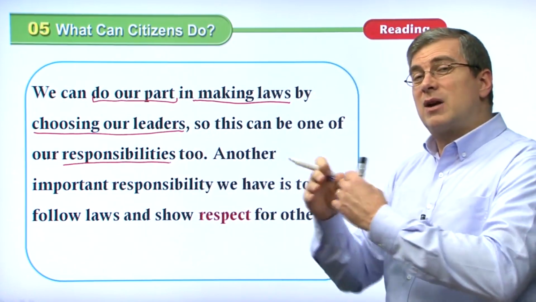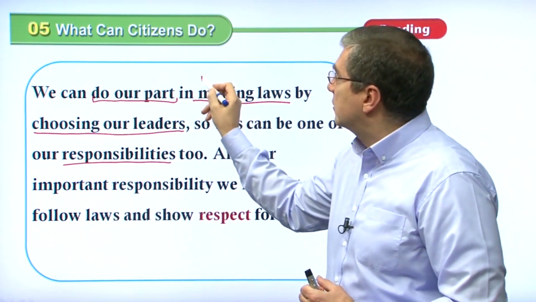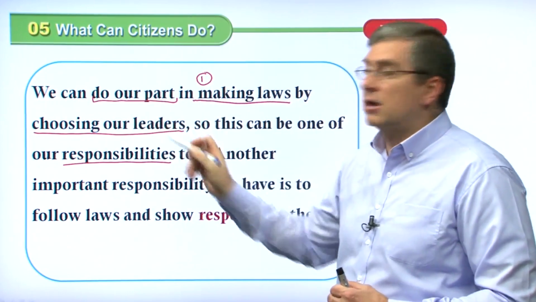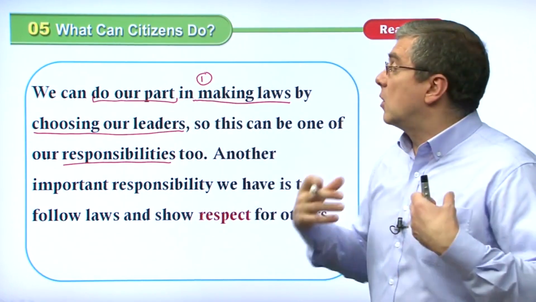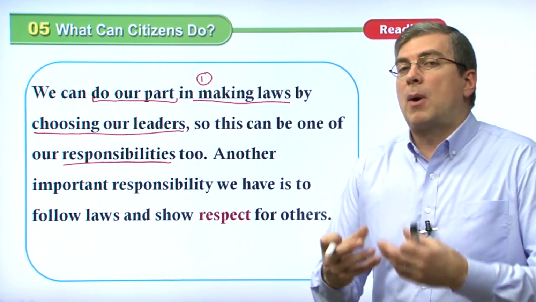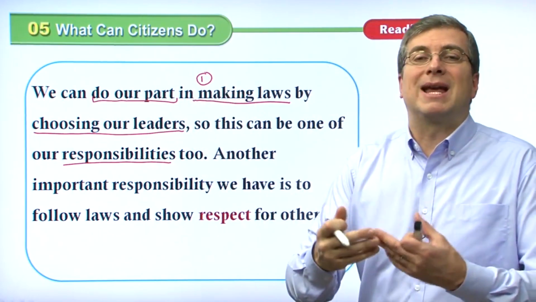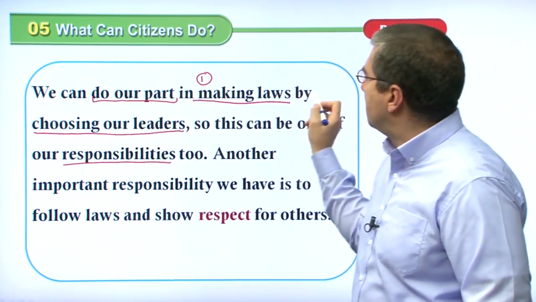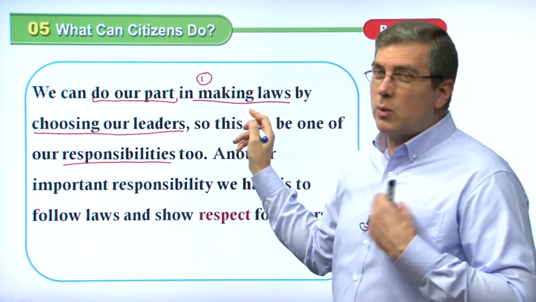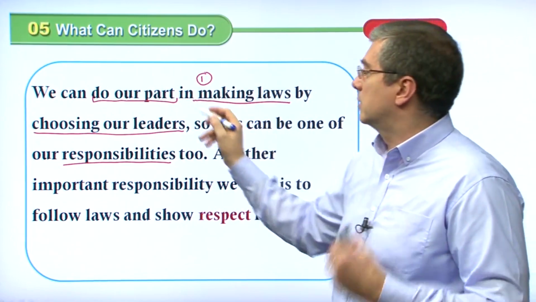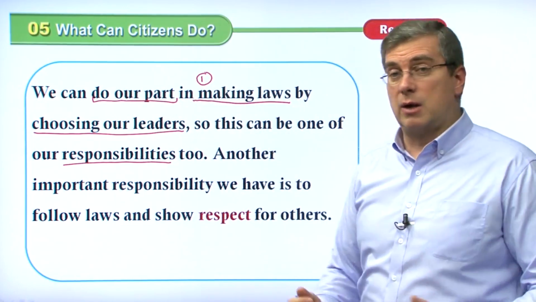You see what happened here? We went from rights, and now we're going to talk about responsibilities. So making laws is one of our responsibilities, right? Choosing our leader is a right. It's also a responsibility. But our leaders make the laws. So we don't make laws, but we do our part by choosing our leaders. So it's all connected here, right? We don't make the laws, but we choose the leaders who make the laws. Okay? So we do our part in making laws by choosing our leaders. So that could be one of our responsibilities that we saw before.